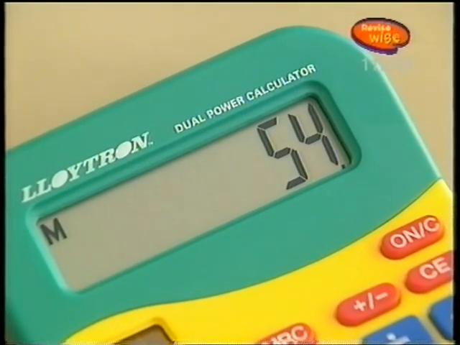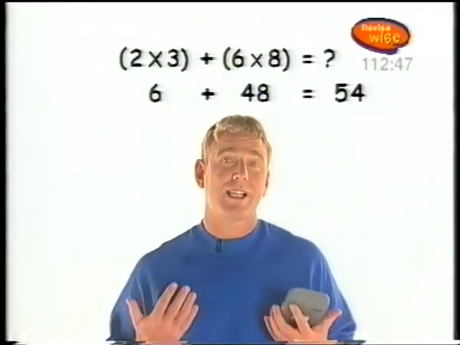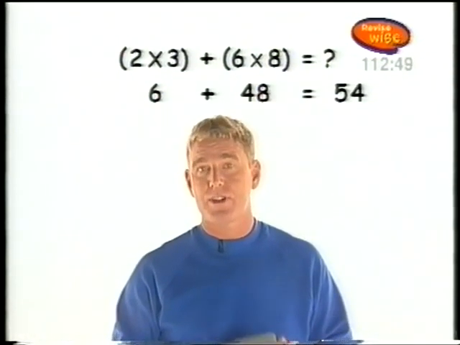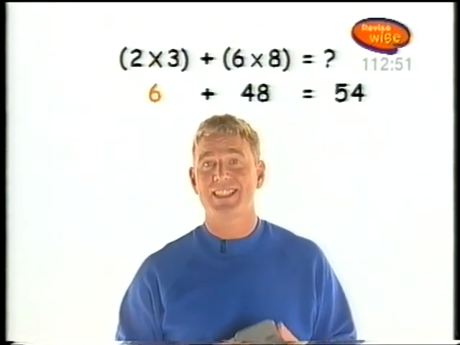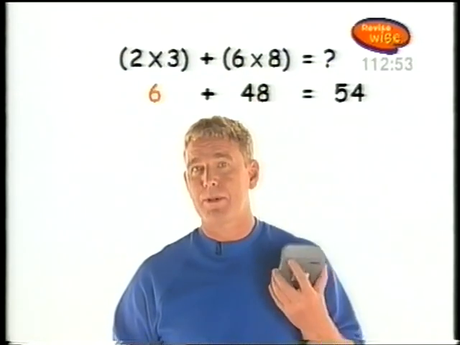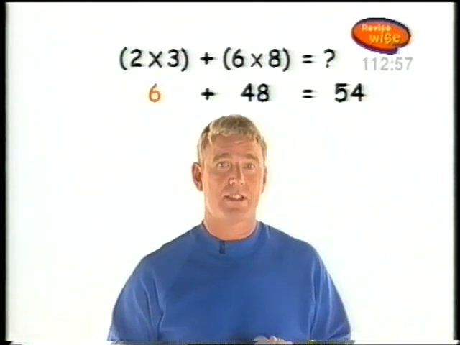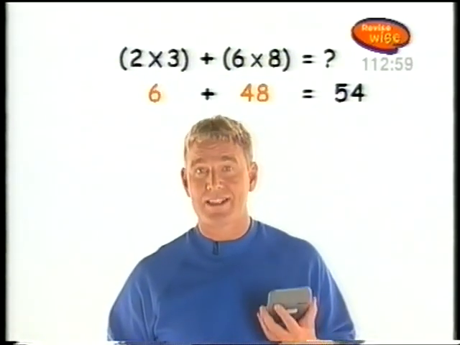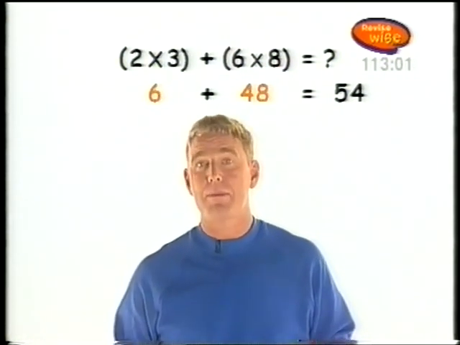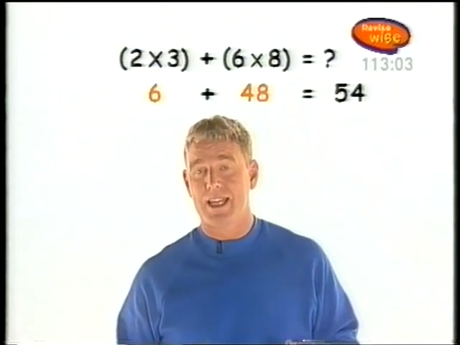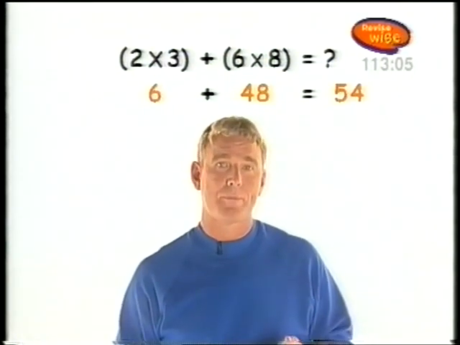My answer is 54. So what Kelly did was to put the answer to the first part of the calculation, the 6, into the calculator's memory, while she did the other part. Then she added the second part of the calculation, the 48, into the memory. Now, in the memory, it joined up with the 6 already there to make 54.